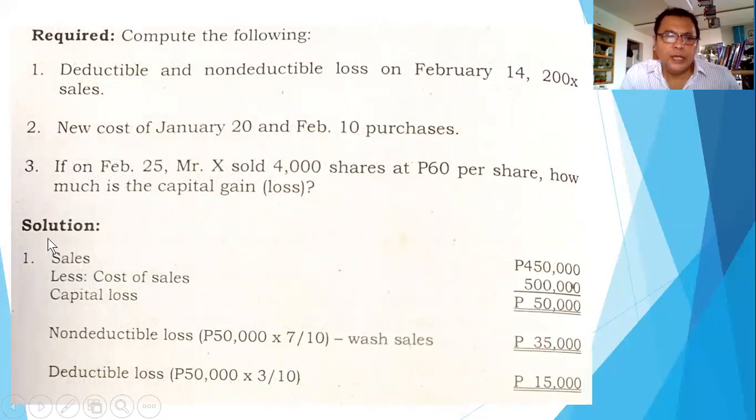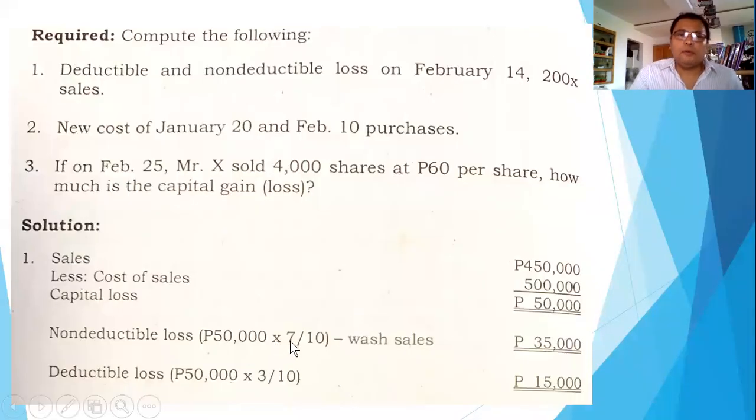So first, the answer is 50,000 pesos. Of course, the sale made, you know, this is the capital loss. The sale minus the cost of sales, there is a loss of 50,000 pesos. So how much is the non-deductible loss? So 50,000 pesos times 7 divided by 10 of the wash sale. That gives us 35,000 pesos. And the deductible loss is 50,000 times 3 over 10, and that is 15,000 pesos.